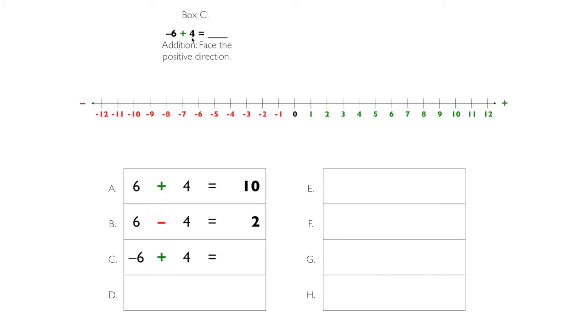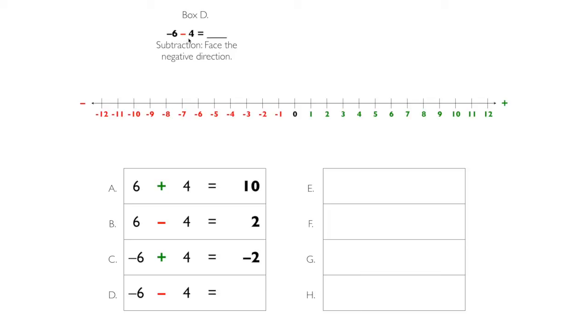-6 plus 4. Start at -6 and face the positive direction. Here's -6, and we face the positive direction. Now jump 4 spaces. 1, 2, 3, 4. -6 plus 4 equals -2. Write it down. Here's box D.